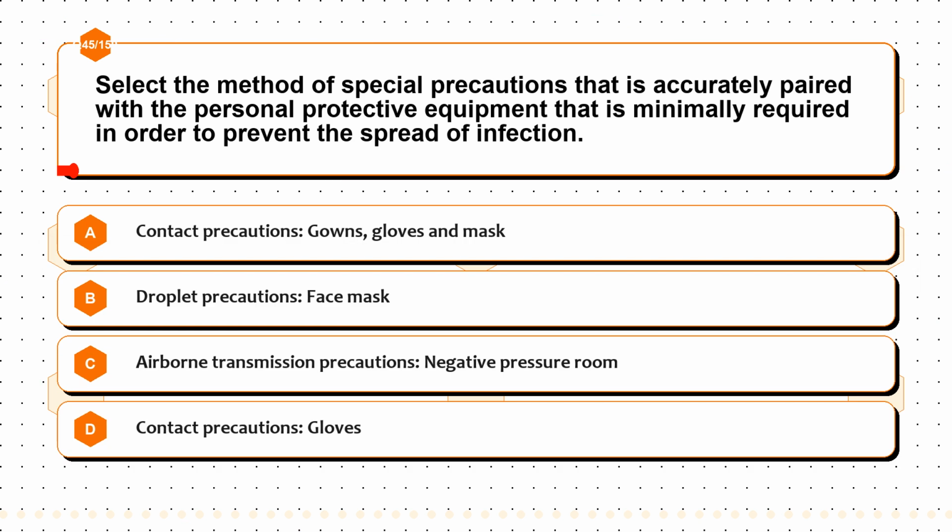Question 45. Select the method of special precautions that is accurately paired with the personal protective equipment that is minimally required in order to prevent the spread of infection. Here are the options. Option A, contact precautions, gowns, gloves, and mask. Option B, droplet precautions, face mask. Option C, airborne transmission precautions, negative pressure room. Option D, contact precautions, gloves.